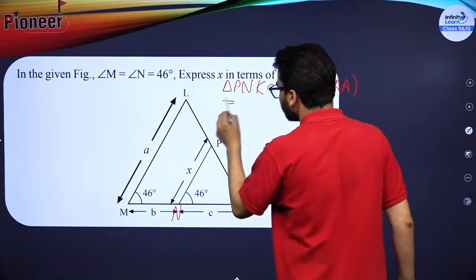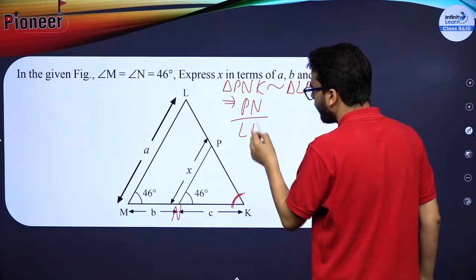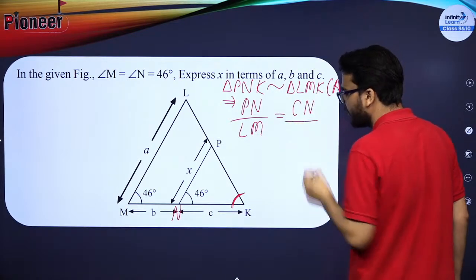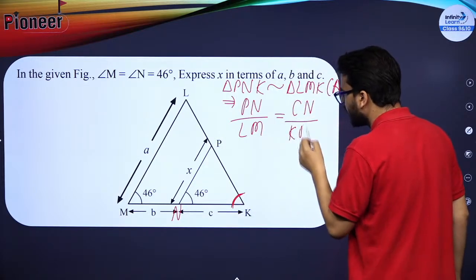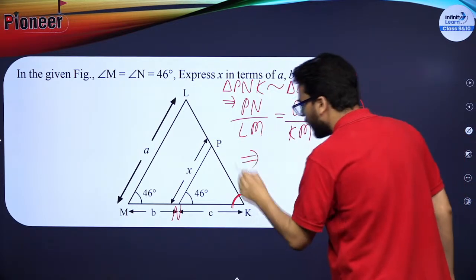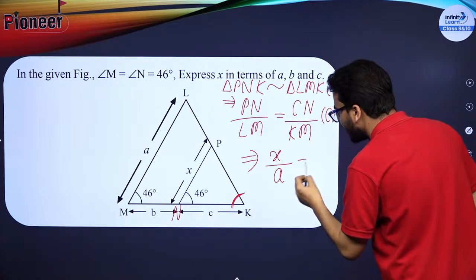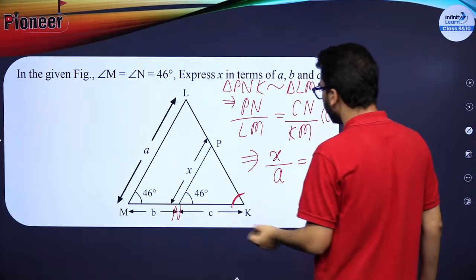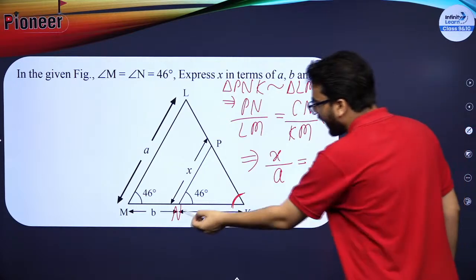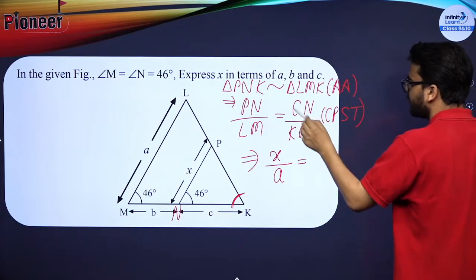So over here, can I not say, guys, that PN divided by LM is equal to KN divided by KM? Ratio of corresponding sides of similar triangles are equal, CPST over here. Now PN over here is X. LM over here is A. And that is equal to, what is CN over here? Sorry, I made a mistake. That will be KN, right? That is not CN, that is KN over here.